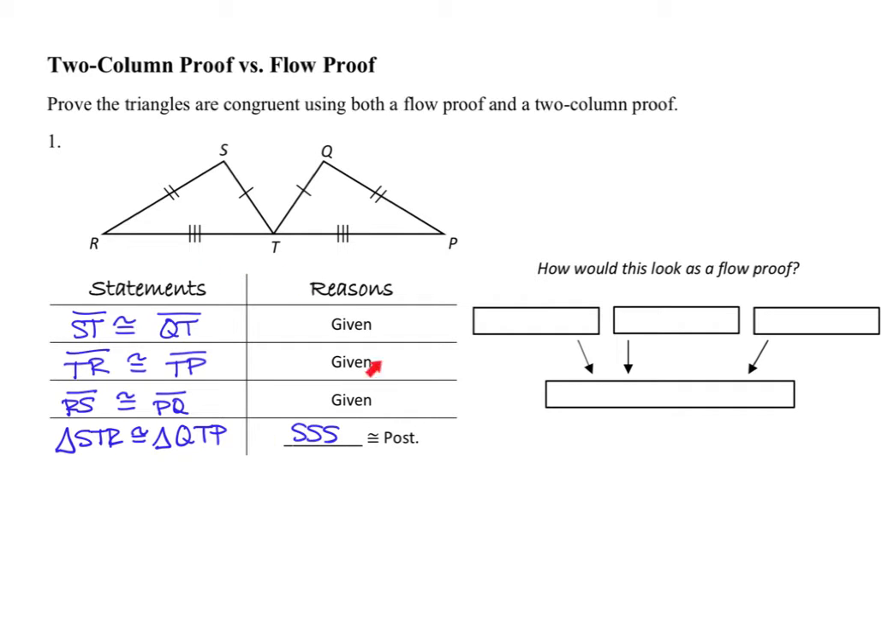So to transfer this kind of proof into a flowchart proof, the statements go in each box and then the reasons go underneath the box. So all of your given reasons go underneath, the statements go in the boxes. So this is what your first row would look like. And then in the last box, you would put your final statement. So triangle STR is congruent to triangle QTP by side, side, side triangle congruence postulate.